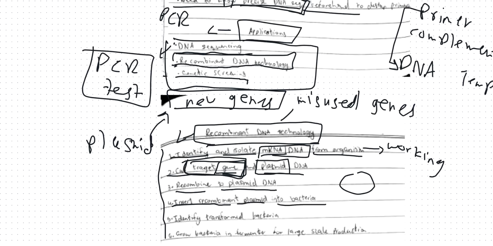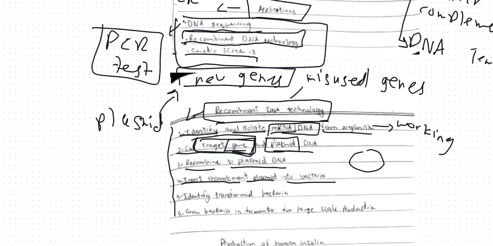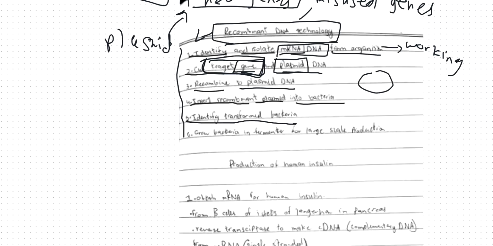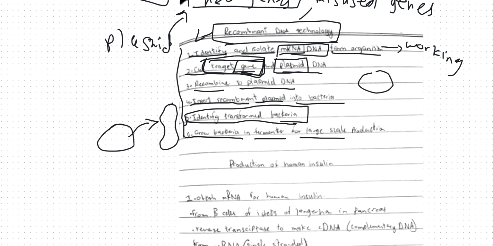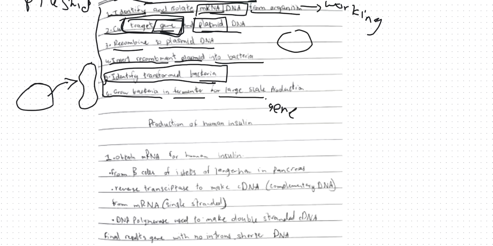And step 5 is you identify the transformed bacteria. So when the plasmid is inserted into the bacteria, it would produce these genes, and you then identify the transformed bacteria, and you grow this bacteria in a fermenter for large scale gene production. So you need to know the application and the procedure as well in detail.